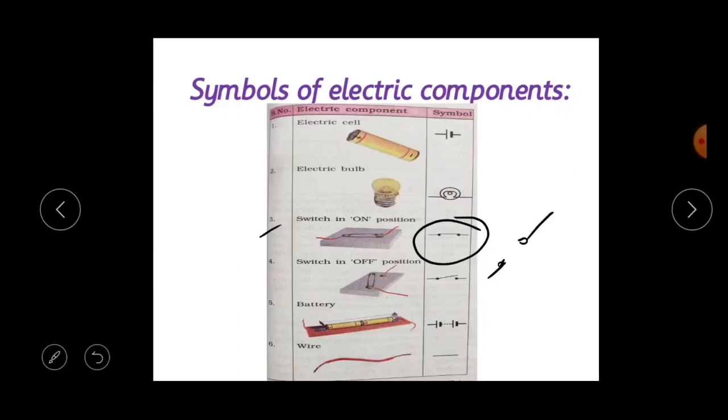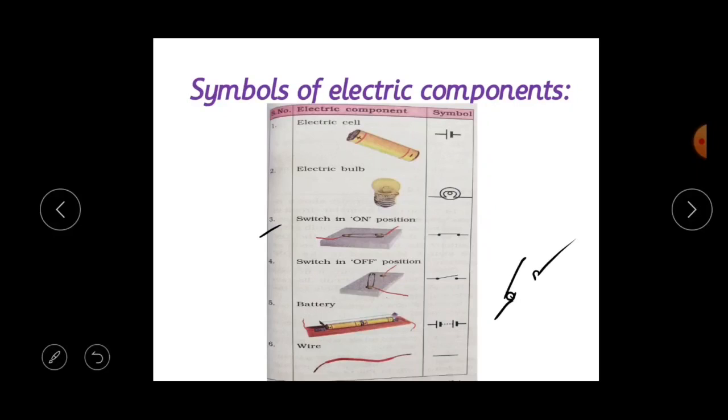Okay, when the switch is in the off position, it is called an open circuit. It is called an open circuit because when the switch is open, it is a broken circuit. It will not allow the current to flow. Okay, you have to show it like this.